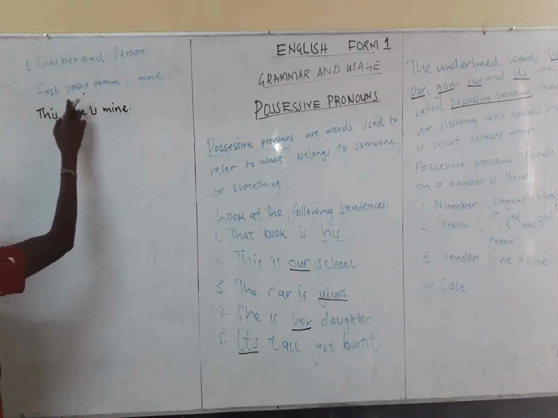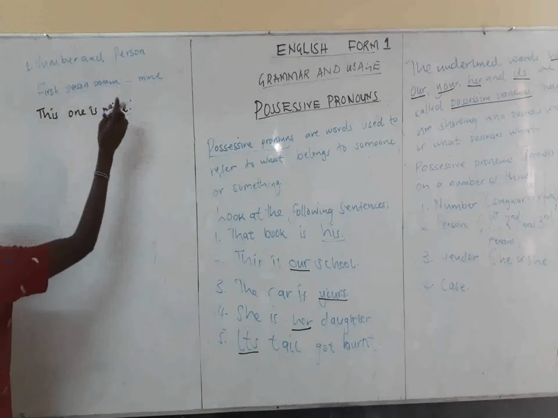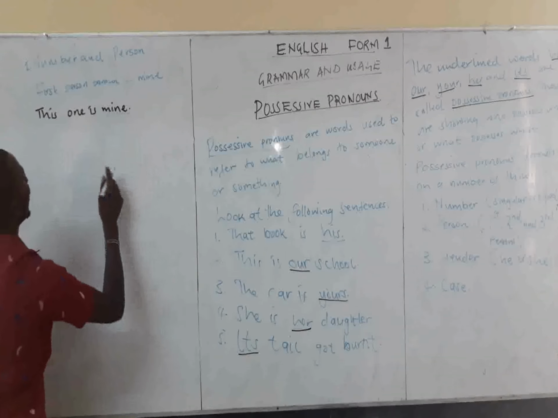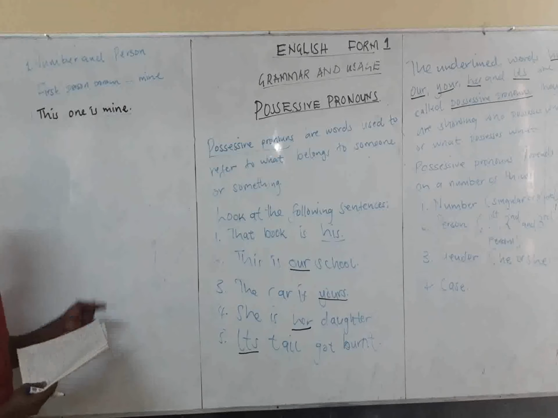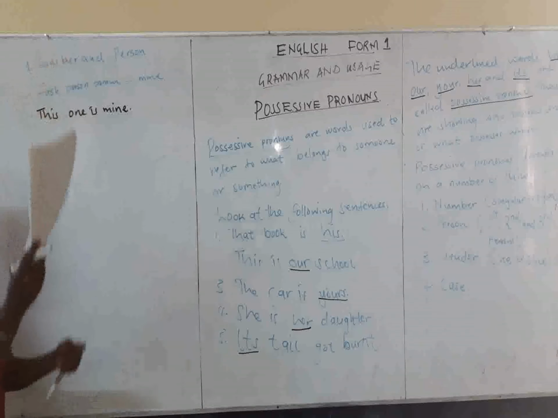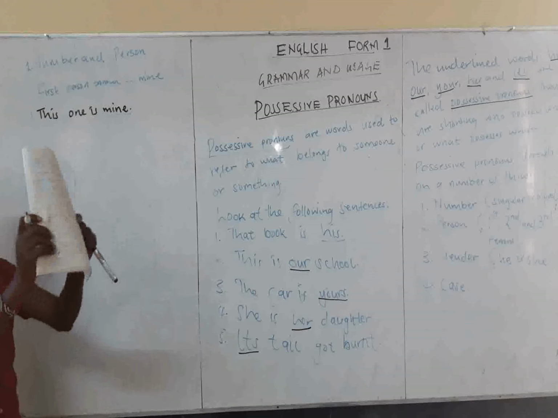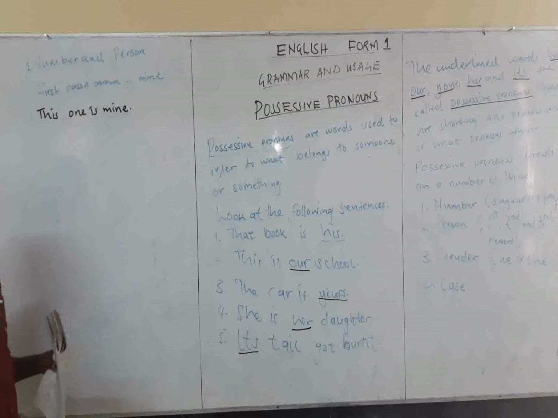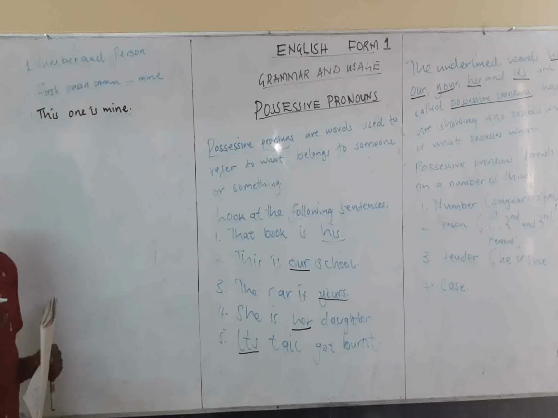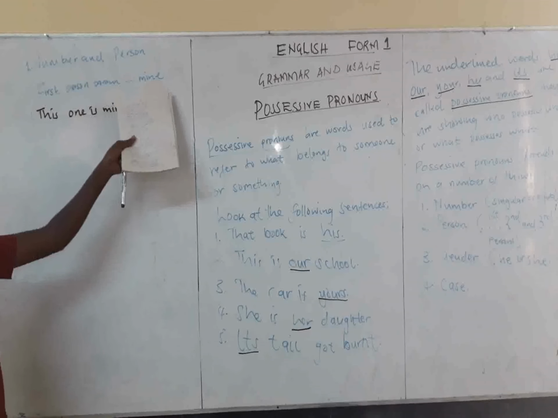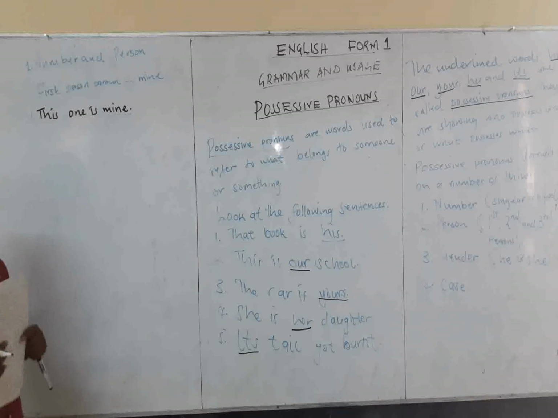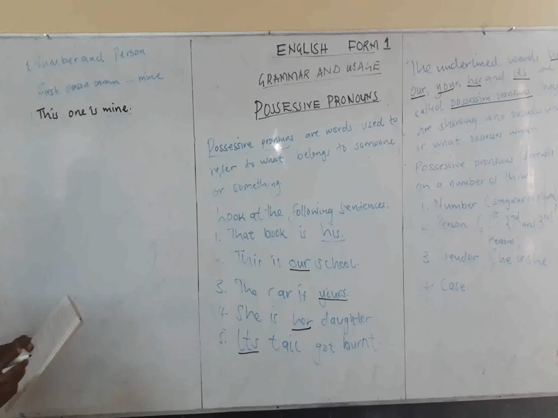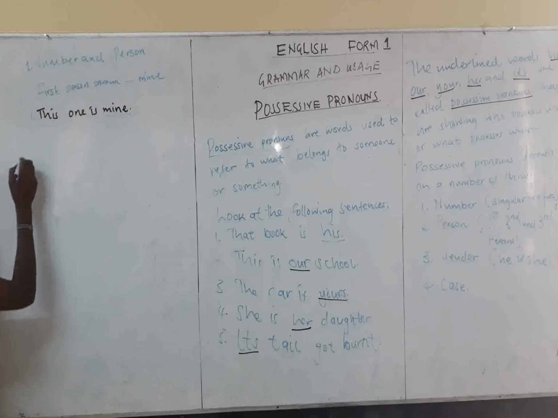So with the first person pronoun, we are using the word mine. And so we're giving an example: this one is mine. It means it belongs to me. It is a possessive pronoun showing the first person pronoun. It is mine. It does not belong to anyone else. First person pronoun. I am sure you remember when we talked about that.